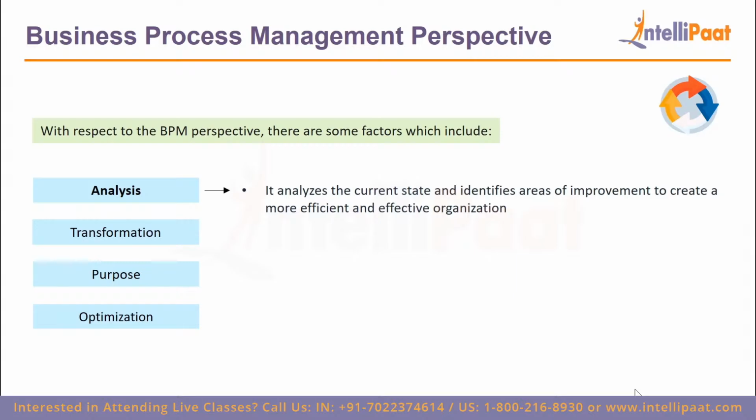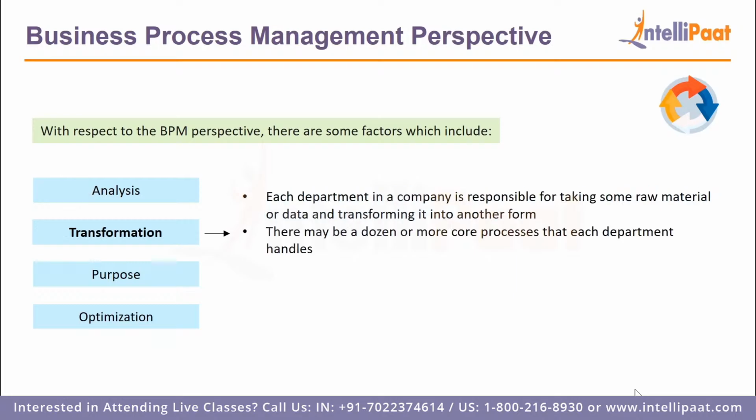Starting with the analysis, it analyzes the current state and identifies the areas of improvement to create a more efficient and effective organization. Then coming to the transformation, each department in a company is responsible for taking some raw material or data and transforming it into another form. There may be a dozen or more core processes that each department handles. So these are basically divided into many teams or departments in order to run each and every process optimally.